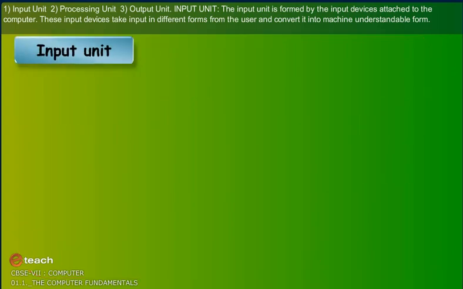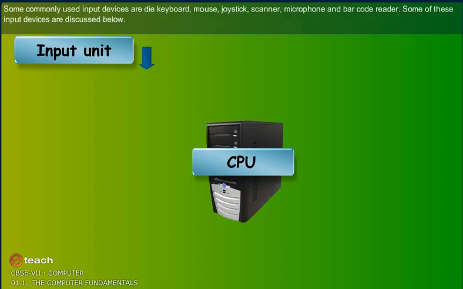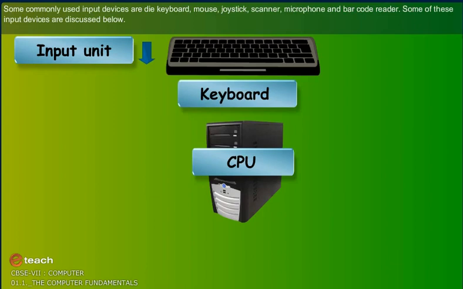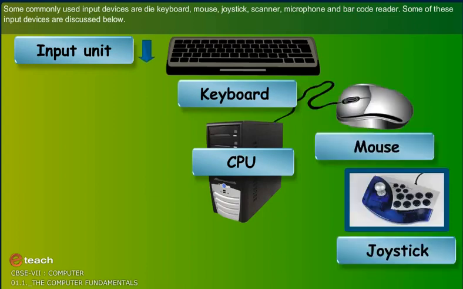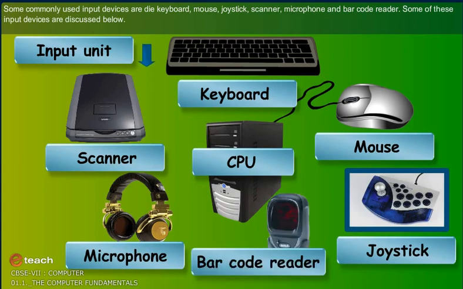Input unit. The input unit is formed by the input devices attached to the computer. These input devices take input in different forms from the user and convert it into machine understandable form. Some commonly used input devices are the keyboard, mouse, joystick, scanner, microphone, and barcode reader. Some of these input devices are discussed below.